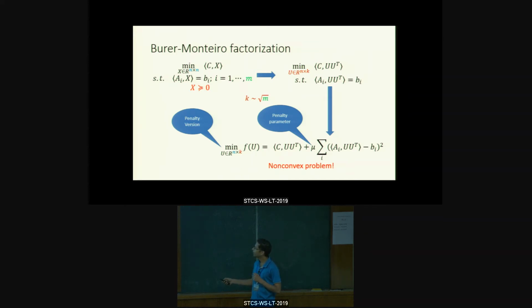You can verify, you can write down the Hessian, and it has both a positive term and a negative term. So you can find points where the Hessian is not positive semi-definite.